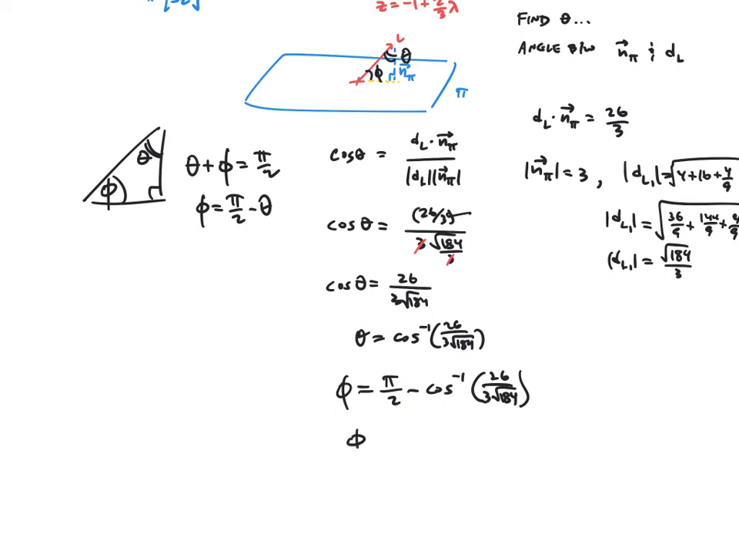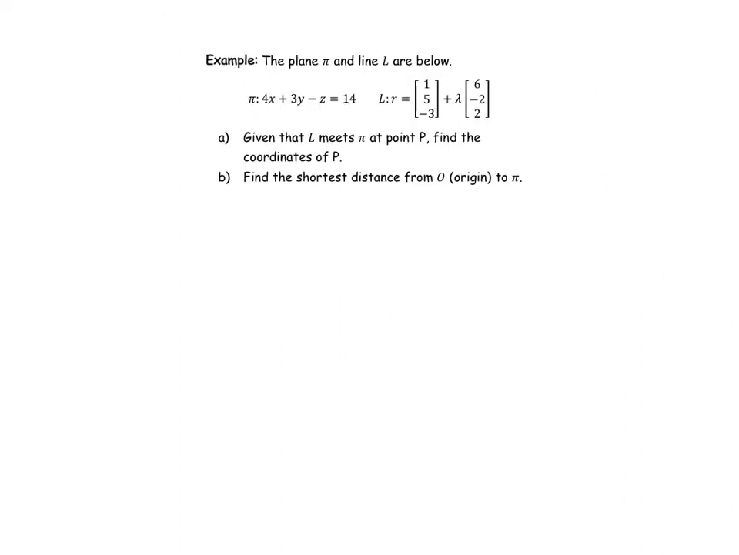Okay, what that comes out to be when I use my calculator is 0.693 radians. All right, there you have it. That's how you find an angle between a line and a plane. Let's continue to our last example.